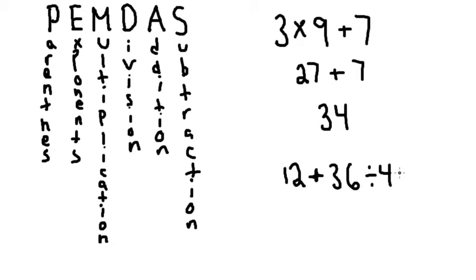36 divided by 4 is 9. So we do the 36 divided by 4 and then bring down the 12 plus. And 12 plus 9 is 21. And that will be our final answer.